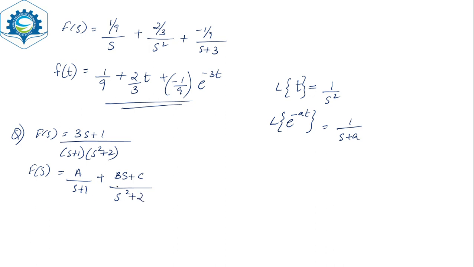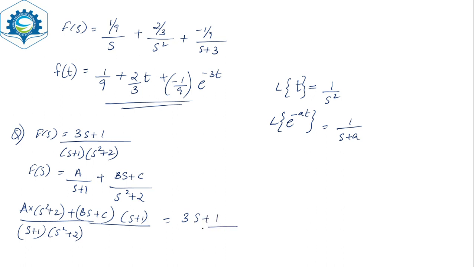Again, in such problems, it is always easier to compare the coefficients. If you want to compare the coefficients, you have to take the LCM. The common denominator will be s plus 1 into s square plus 2. And how do you find the first term? A into s plus 1 into s square plus 2 divided by s plus 1. So s plus 1 gets cancelled and you are going to get s square plus 2, plus you have bs plus c into s plus 1. And this should be equal to your original polynomial.